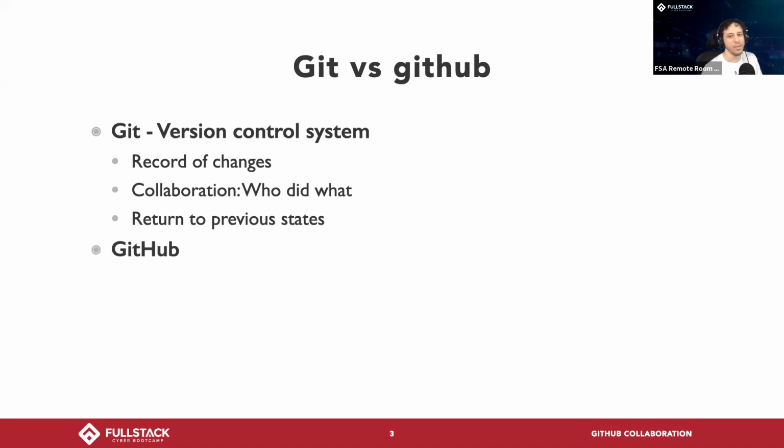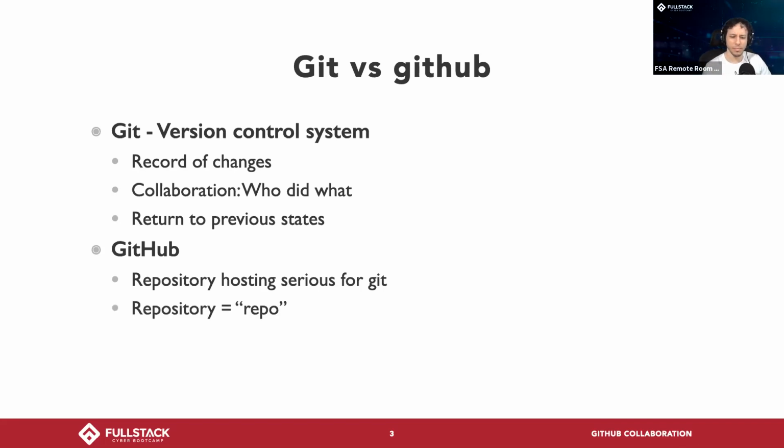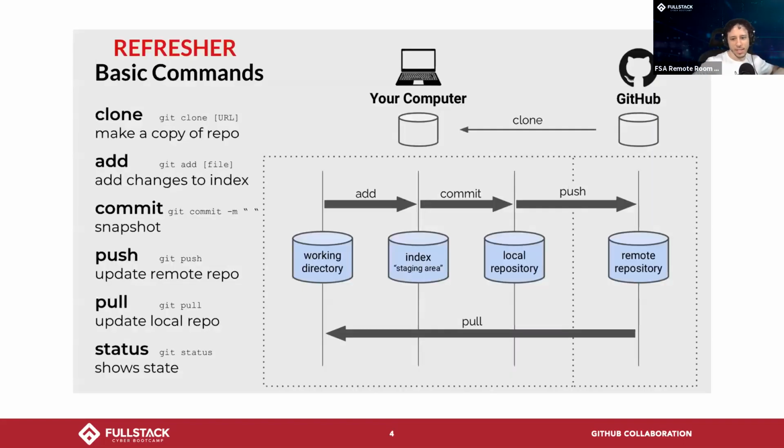So now GitHub, which is different, right? GitHub is an online repository for hosting Git repositories. Anyway, a repository is going to be called a repo. And that's really all I got to say. So let's take a look at this image here so you get an idea.